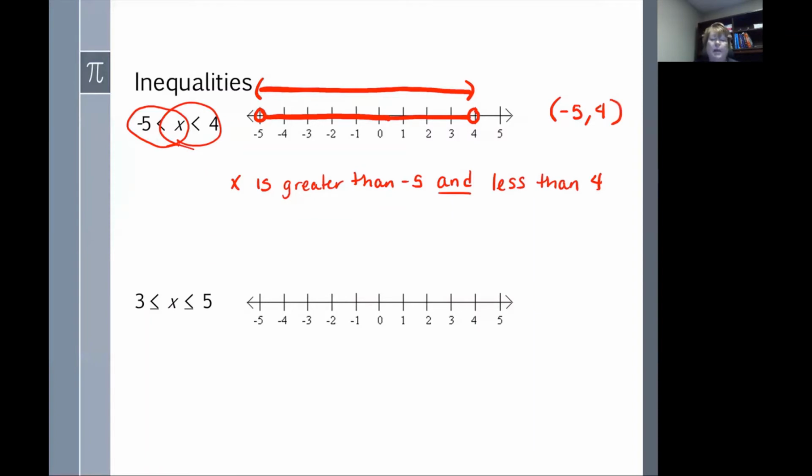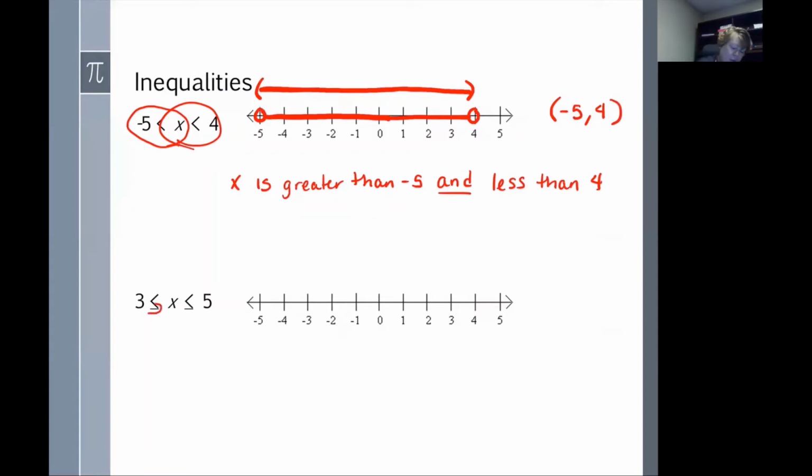So it's all the numbers from negative 5 to 4, not including negative 5 or 4. All right, how do we read the next inequality? This is read, x is greater than or equal to, so you see we have equality there. X is greater than or equal to 3, and x is less than or equal to 5. So how do we draw this?